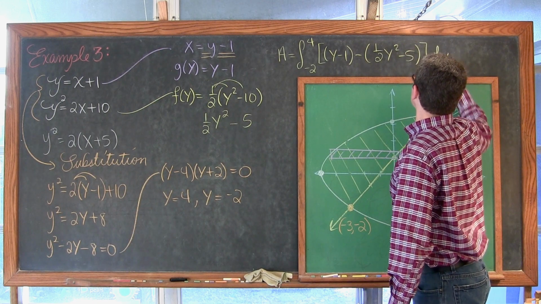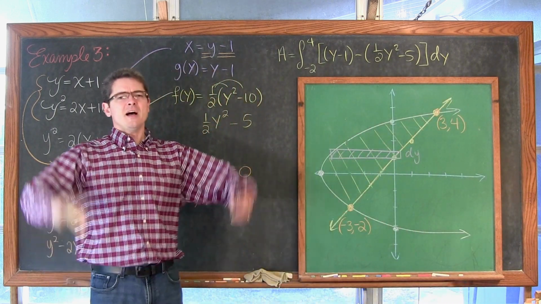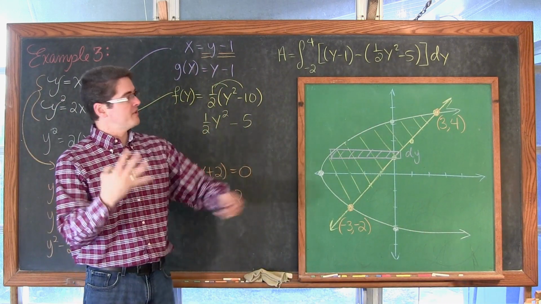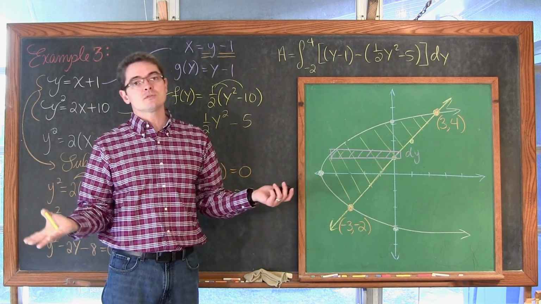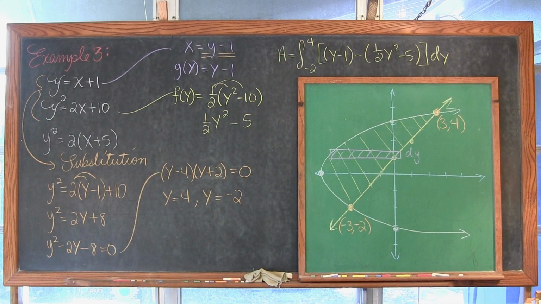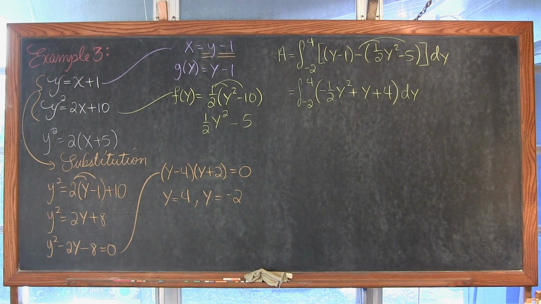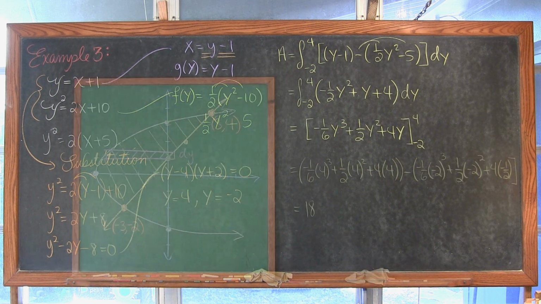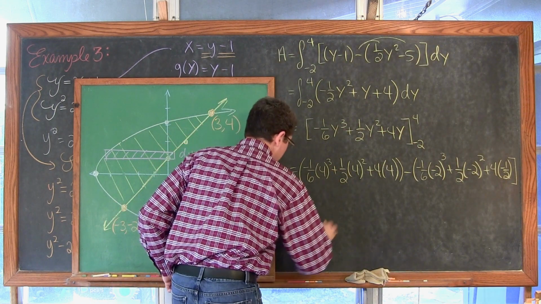And again, find that integral with respect to y. And we should by now have tons of practice finding indefinite or definite integrals. So again, I'm going to go out and reveal this one step at a time. If you want to try it on your own, of course, just pause the video and work out your answer before you see mine. So our area comes out to be 18 square units.